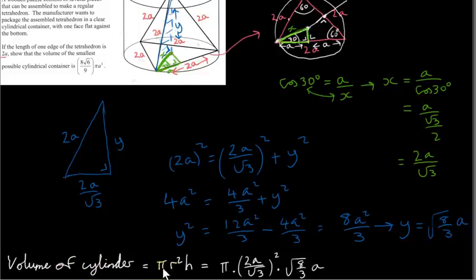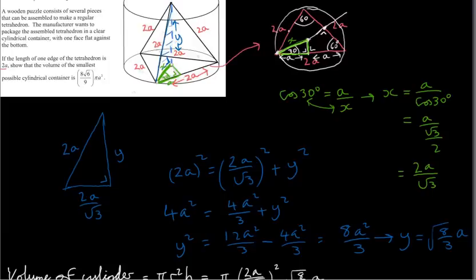The volume of a cylinder is pi r squared h, where the radius r of this cylinder is the distance from this point to this point here, which is x, which we worked out earlier to be 2a over root 3. The height of the cylinder is this distance y. It's the same as the height of the tetrahedron, because the tetrahedron just fits inside the cylinder.